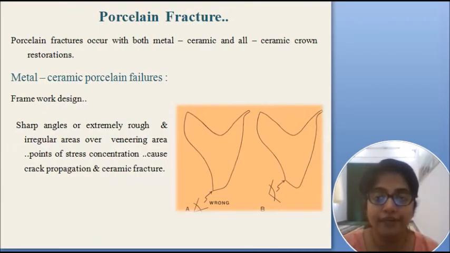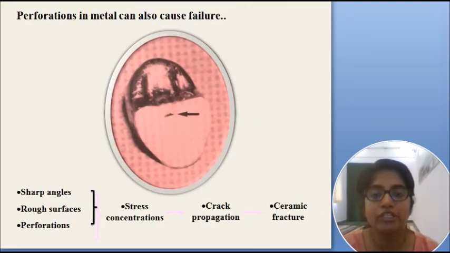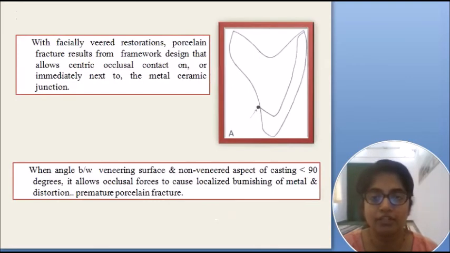There can be porcelain fractures also. Now porcelain fractures can occur with both metal ceramic and all ceramic crown restorations. Metal ceramic porcelain failures are basically due to the framework design. Sharp angles or extremely rough and irregular areas over the veneering area are points of stress concentration. They cause crack propagation and ceramic fracture. Perforations in the metal can also cause failure. Again, the sharp angles, rough surface and perforations cause stress concentrations, crack propagation and lead to ceramic fracture.